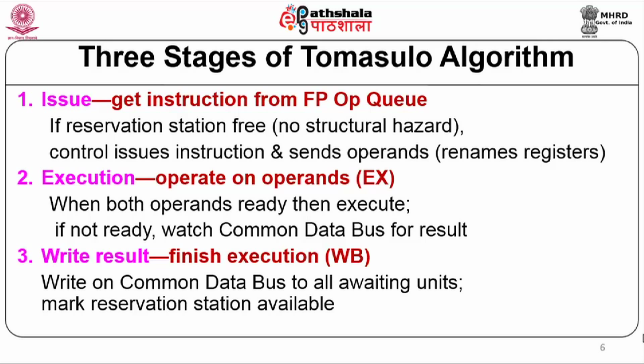That is the third stage, which is called the write result stage, when an instruction finishes execution. Recollect that we looked at a common data bus. So, all the results are published on the common data bus. So, the results that are broadcast on the common data bus go to all the reservation stations waiting for this result. They also go to the registers, the floating point register file, where the result has to be finally written into.